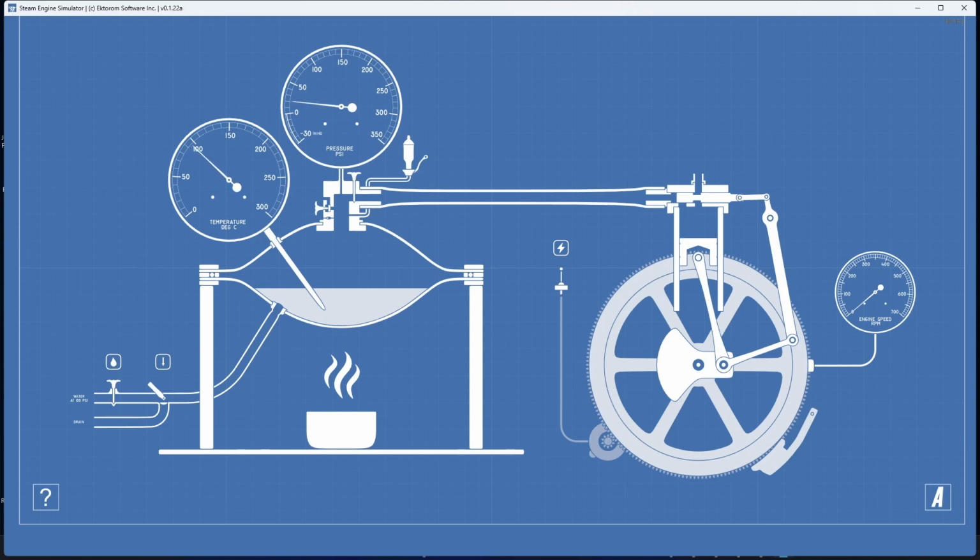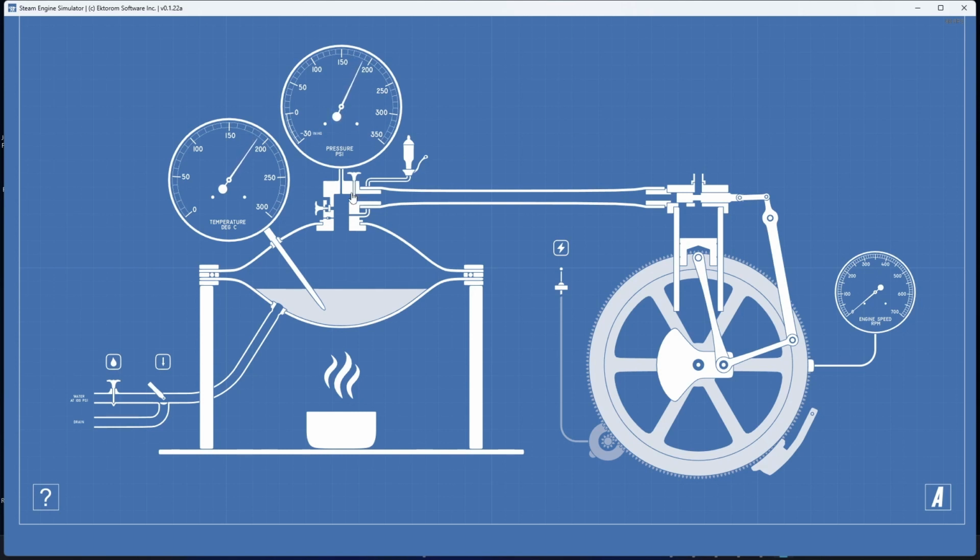The next component we'll explore is the cylinder. The cylinder is a long, hollow tube with a piston inside. One end of the cylinder is connected to the boiler where the steam enters. This whole tube looking thing is the cylinder. Inside the cylinder, the high pressure steam pushes against a piston. This force causes the piston to move in one direction.